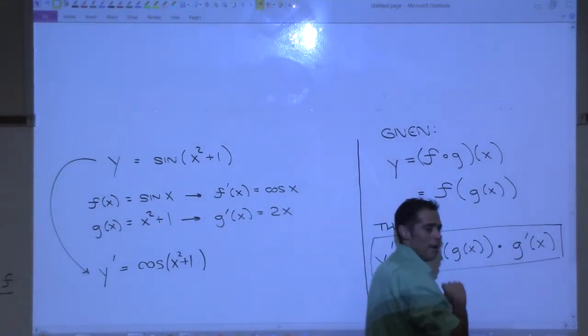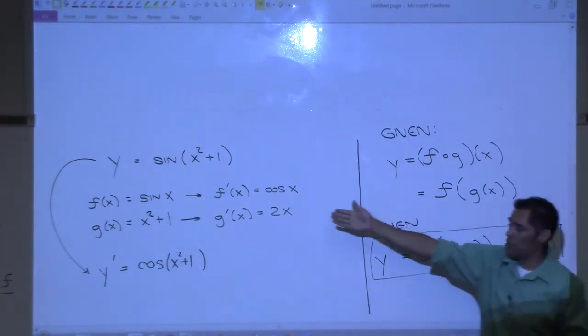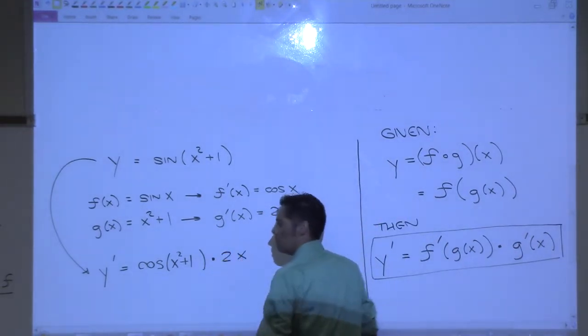And then I multiply that by what? The derivative of g, which I have right here, is just 2x, times 2x. What do y'all think?